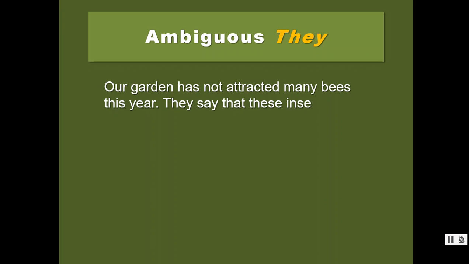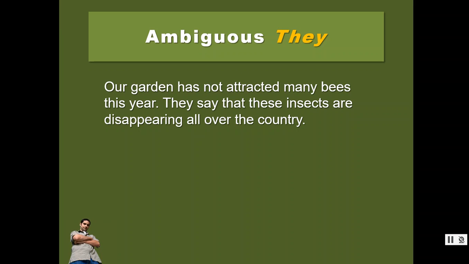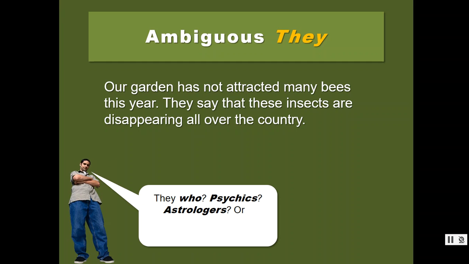So if we look at these two sentences here, we've got some issues. Our garden has not attracted many bees this year. They say that these insects are disappearing all over the country. So here we have this they. Now, there is no reference. The closest noun reference is bees, right? That's the closest plural noun. But that would make no sense. So the question for the reader is, well, who is this they?